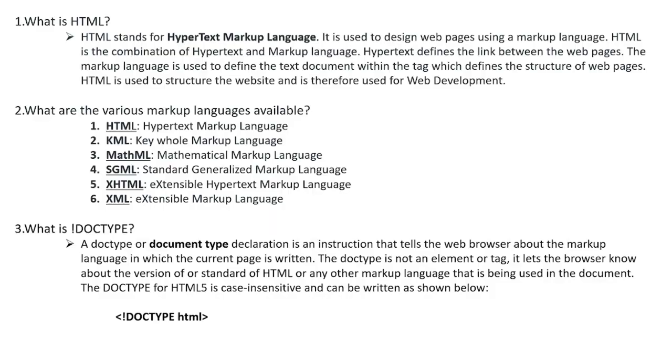What is HTML? HTML stands for Hypertext Markup Language. It is used to design web pages using a markup language. HTML is the combination of hypertext and markup language. Hypertext defines the link between the web pages. The markup language is used to define the text document within the tag, which defines the structure of web pages. HTML is used to structure the website and is therefore used for web development.